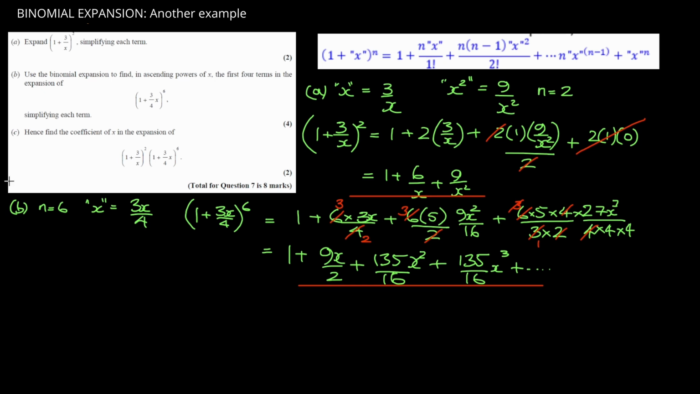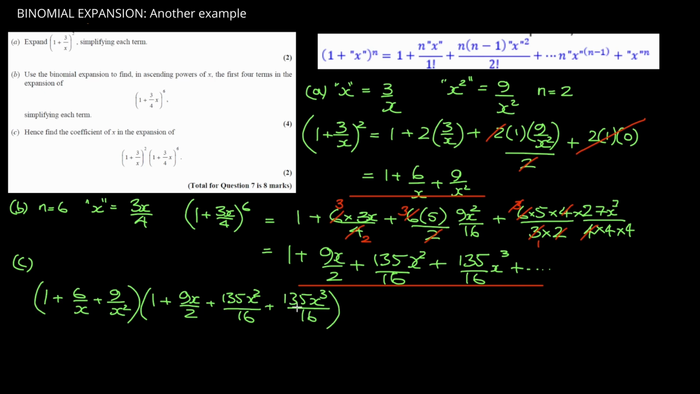In part C, we've been asked to multiply, we've expanded this and we've expanded that. We've been asked to multiply our expansions together and just find the coefficient of x. And that's a lot of multiplication of terms. Each term here has to be multiplied by each of these terms. So it is well worth sorting out and going through it one by one and checking if the answer is going to generate x.